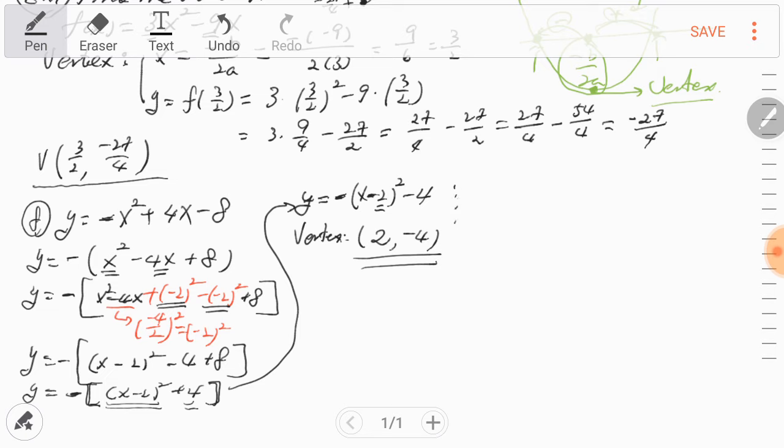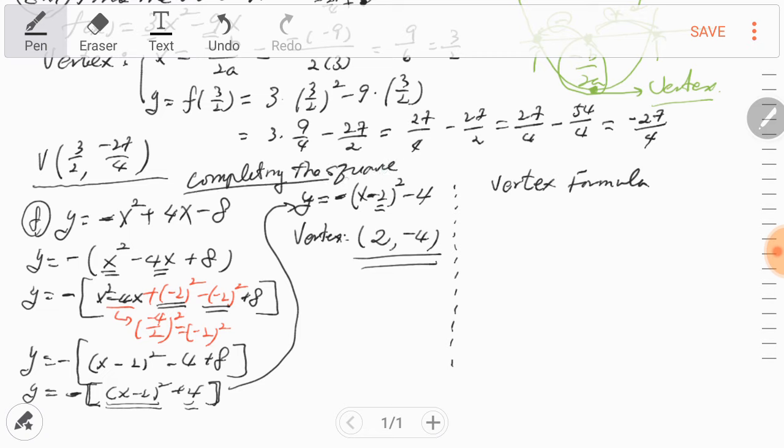Okay, how about using the vertex formula? Okay, this is the completing the square method. Completing the square method is this one. And now we're going to use the vertex formula. So the x coordinate of the vertex is what? The x coordinate of the vertex is equal to what?